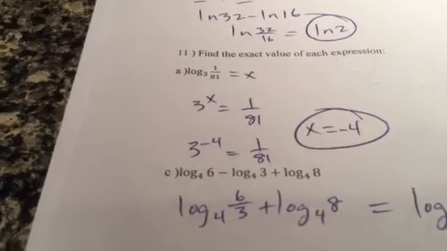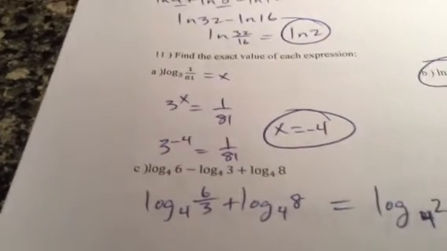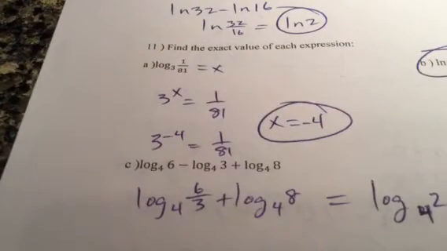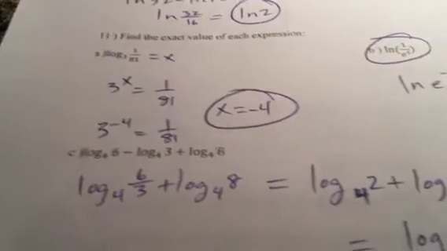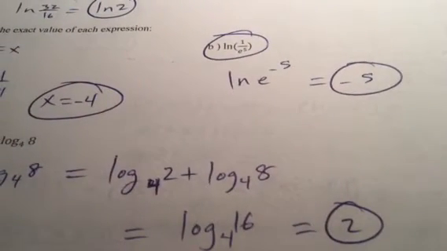Find the exact value here, folks. 3 to what power gives you 1 over 81? Well, if 3 to the 4th is 81, 3 to the negative 4th is 1 over 81. That's natural log of e to the negative 5, which is simply negative 5.